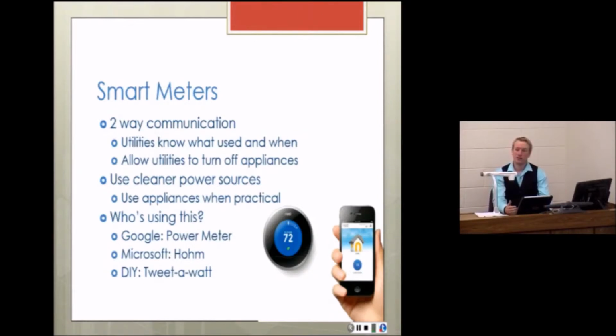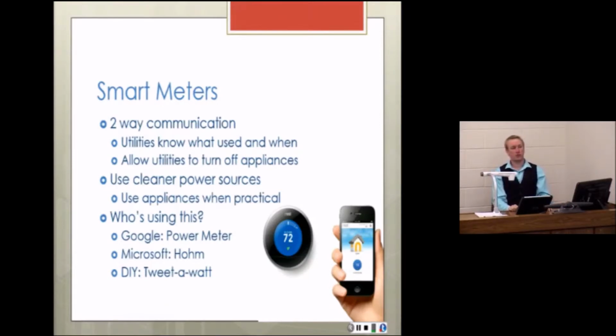And that may come as an incentive, because even though they're turning things on and off, they can say to you, hey, John Doe, even though we're turning off your dishwasher for 2 minutes, we're going to save you like $200 in your monthly bill. So that might be something that's an incentive to the consumer. This also allows for the use of cleaner power sources.